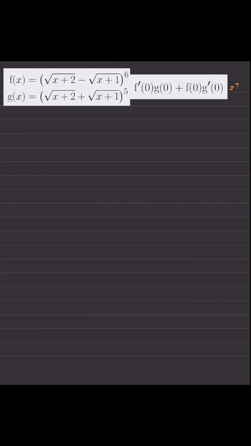Okay, these are the functions f and g given. We're supposed to answer this question mark. One naive approach is of course to calculate f prime of 0, g of 0, f of 0, g prime of 0. How? If I want to calculate f of 0 and g of 0, I simply replace x with 0 and I get numbers. And if I want to calculate f prime 0 and g prime 0, first I have to differentiate f of x and g of x using the chain rule, and then calculate f prime 0 and g prime 0, and then finally multiply f prime 0 by g 0 and f 0 by g prime 0 and add them up. This will give me the question mark.